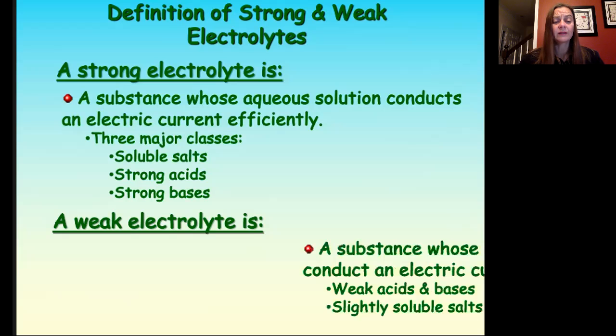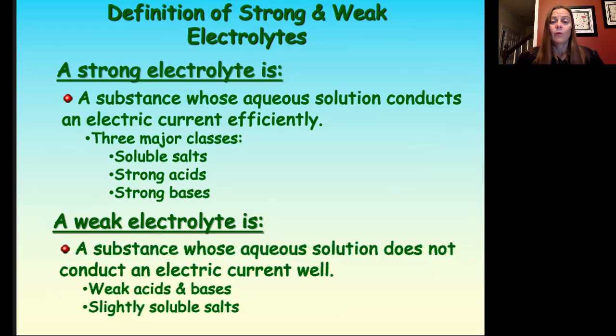And then our weak electrolytes are weak acids and bases and slightly soluble salts. In these cases, we have some ions in the solution and therefore some ability to carry the electric current, but not as much as if we had a completely soluble salt or a strong acid or base.